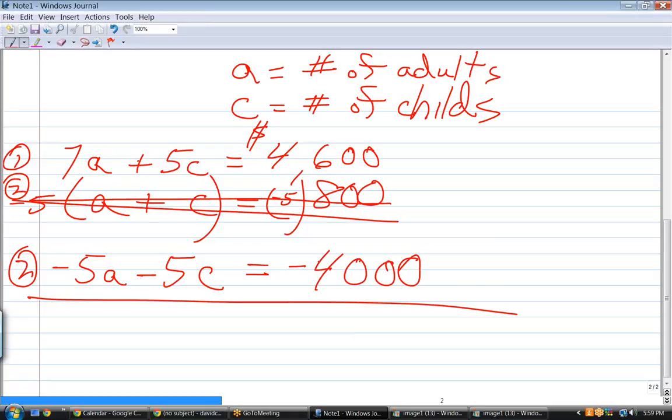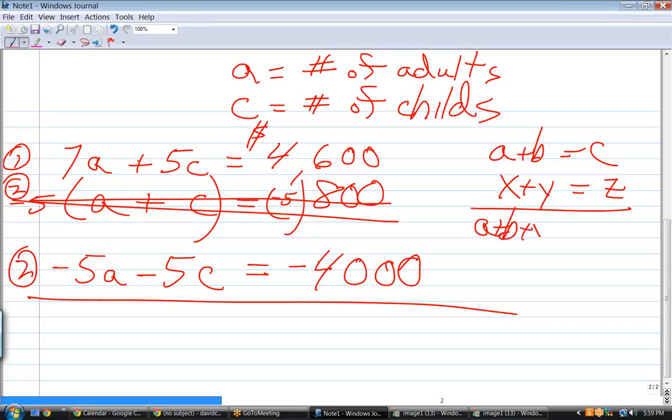What can I do to eliminate a variable? I don't care which variable I eliminate. Eliminate the 5c. I can add the two equations. You can always add or subtract equations, but you can't multiply equations together. If A plus B equals C and X plus Y equals Z, I can add those together so that A plus B plus X plus Y has to equal C plus Z. I can always do that, no matter what the equations are.